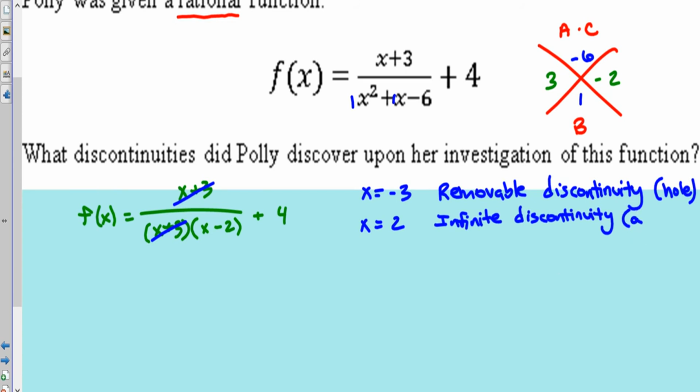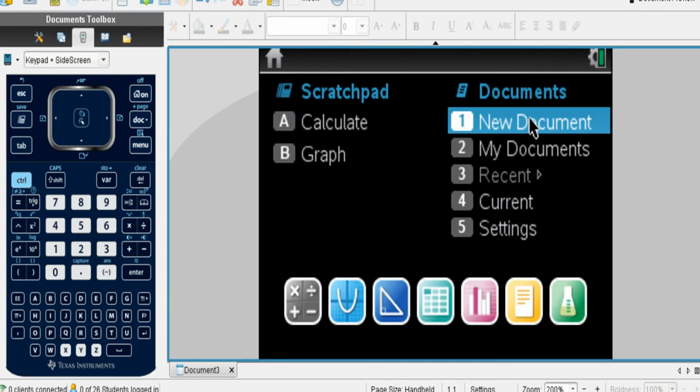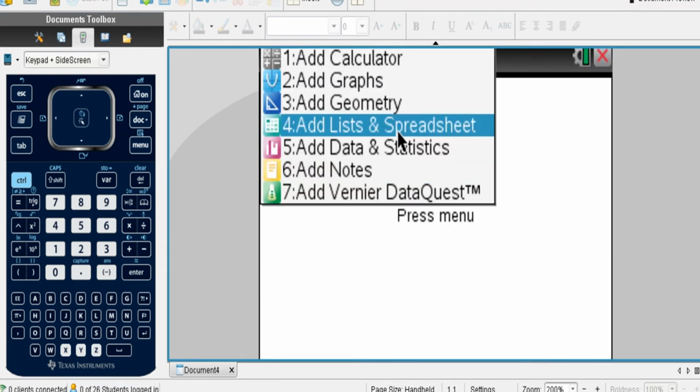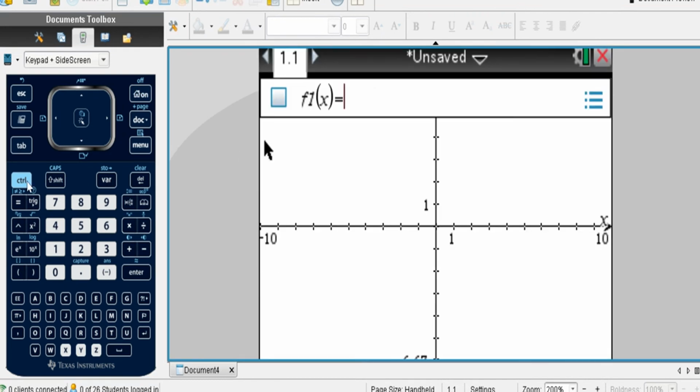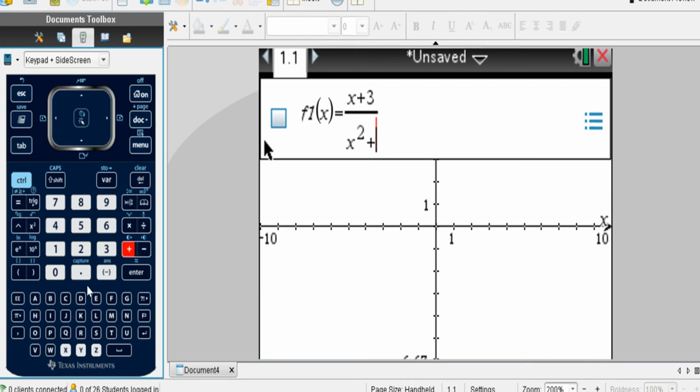Which is an asymptote, a vertical asymptote. And so I'll show you the picture in the graph so you can see what it looks like. If we went over from the start here, and I'll type in the equation just as it gave it to me originally, I would have the x plus 3 on the top over x squared plus x minus 6, and then I have the plus 4 over here.